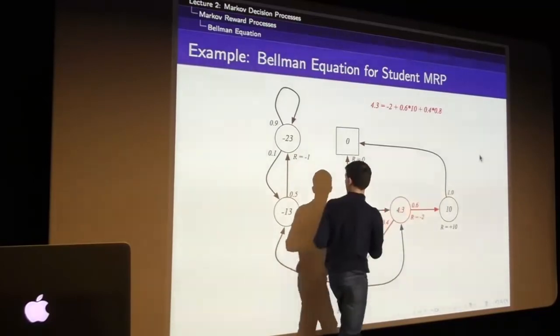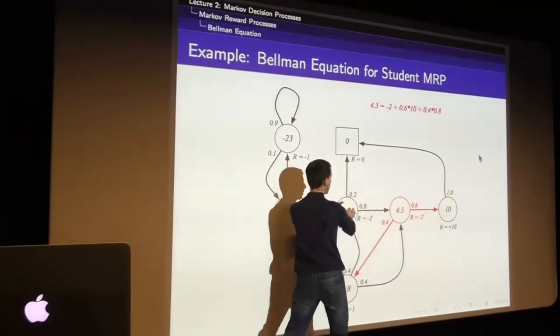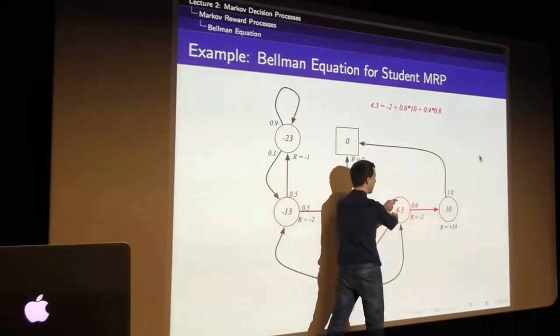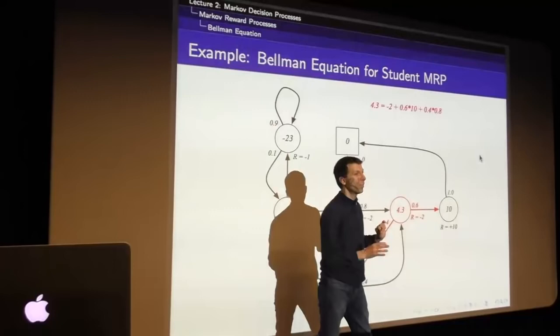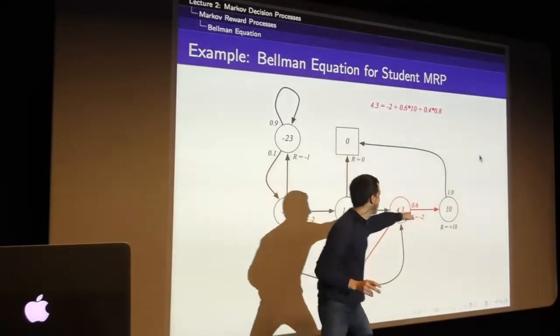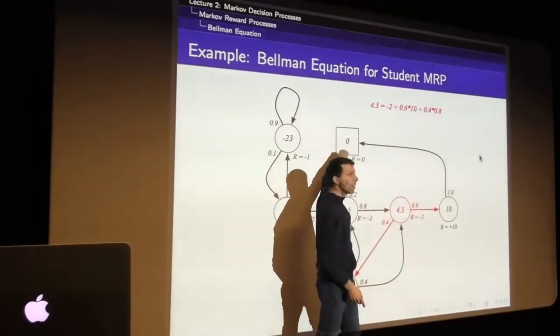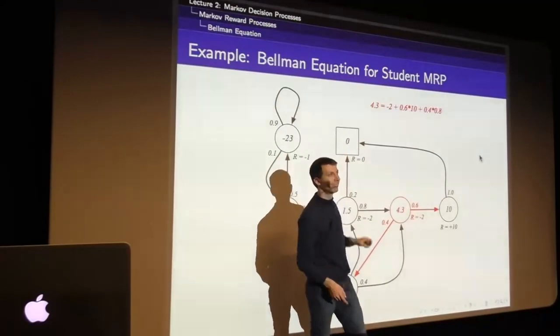Then you have to look at where you ended up to see how much immediate reward you'll get on the next step. So you start here, you exit it, you get -2. You get to here, you exit this state, you get -2. You exit this state, you get -2. You exit this state, you get +10. You exit this state repeatedly, you get 0, 0, 0, 0.